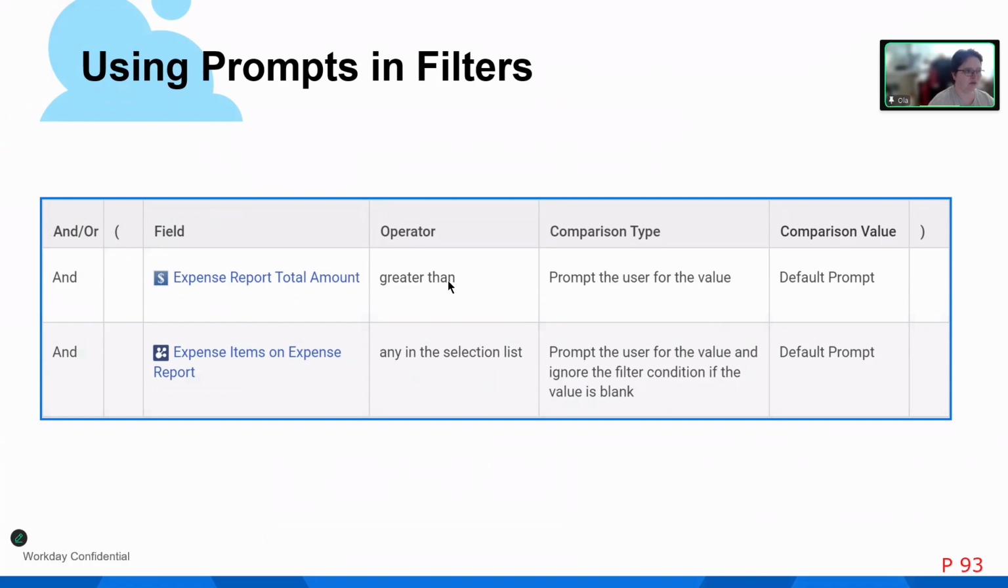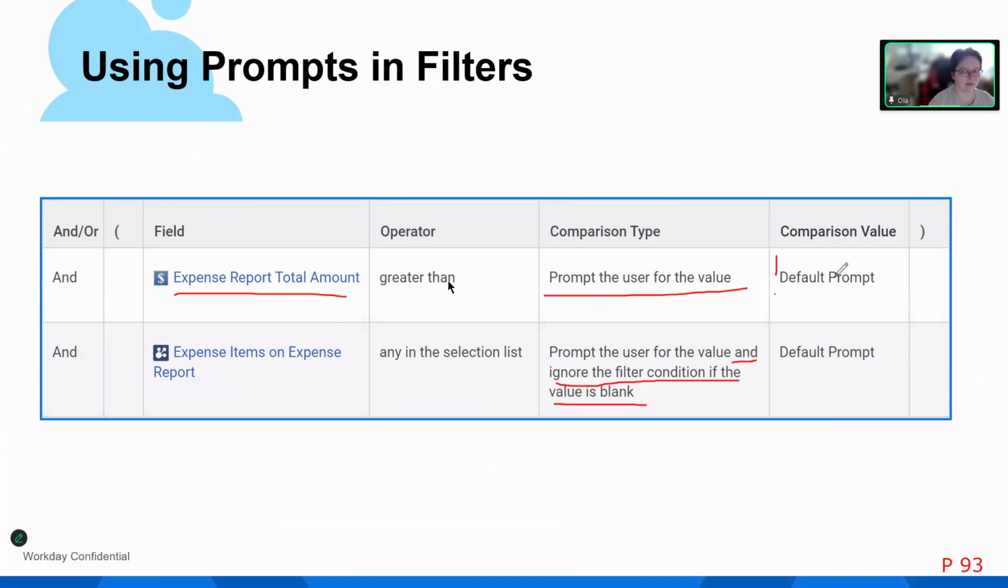There are two different prompt comparison types. There is the prompt the user for the value, and prompt the user for the value and ignore the filter condition if the value is blank. There's a significant difference between them because with the first one, you have to provide a value in case you want to compare the field with something. If you leave it blank, you'd be comparing with blank, and it would return only expense reports where total amount is blank.